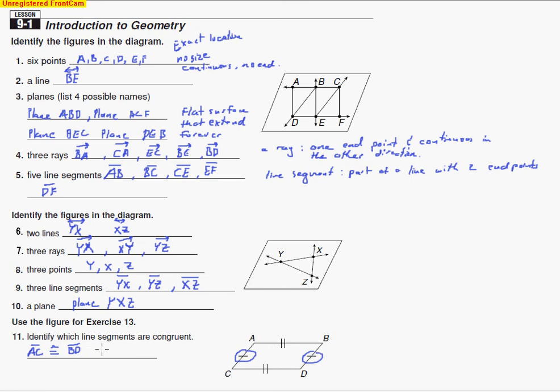The other ones would be the other two marks. So notice how we have two marks here. That symbolizes that those two line segments are congruent. So AB, line segment AB, is congruent to CD. And so there it is.